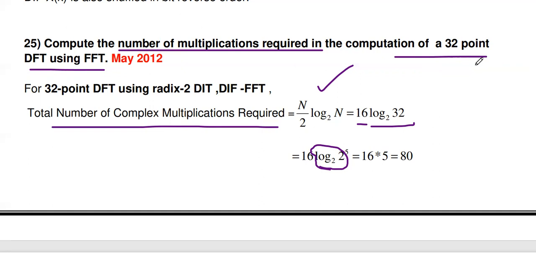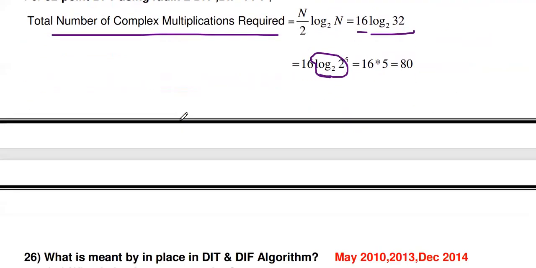But in the case of the ordinary computation method, it needs N squared, 32 into 32. 32 squared computations are needed in direct evaluation. Okay, so this is one of the questions.